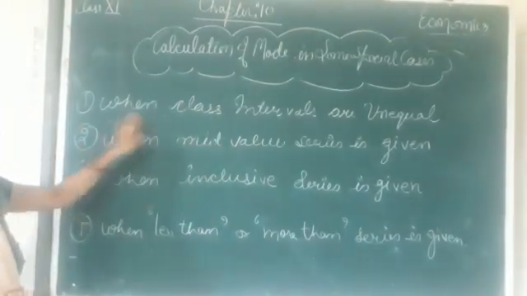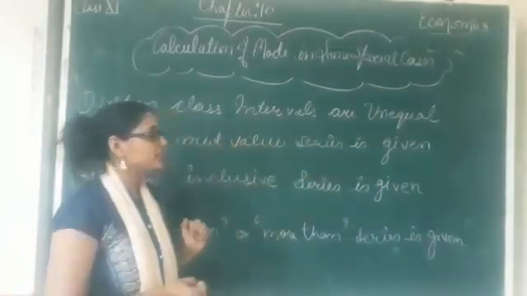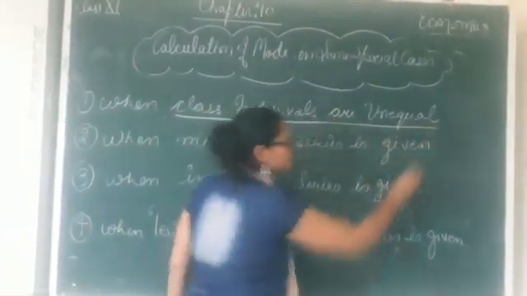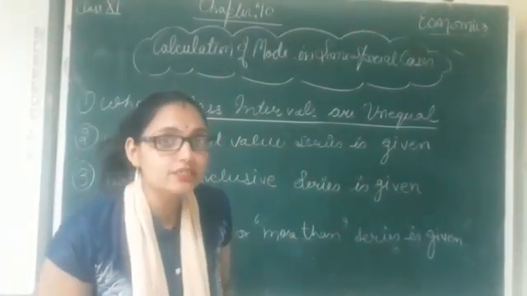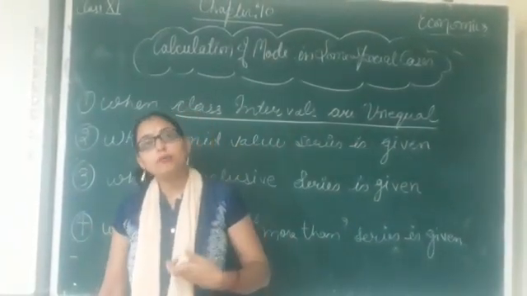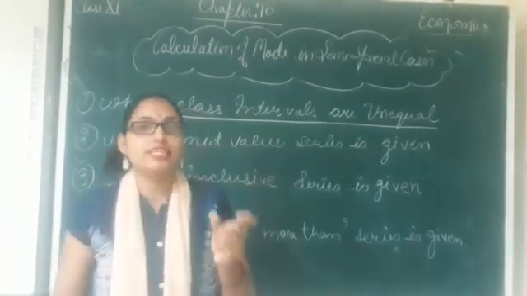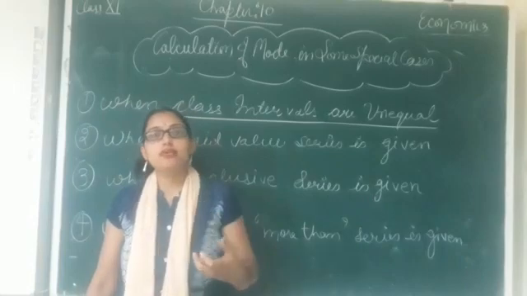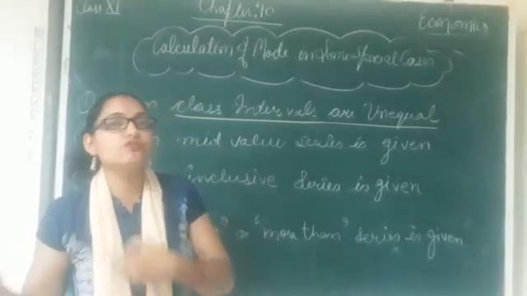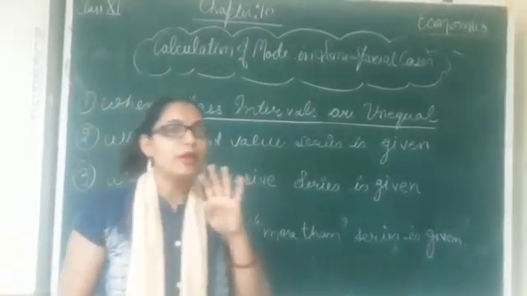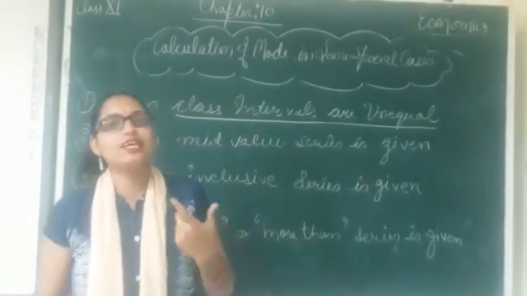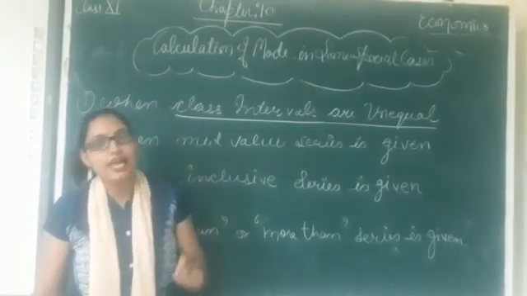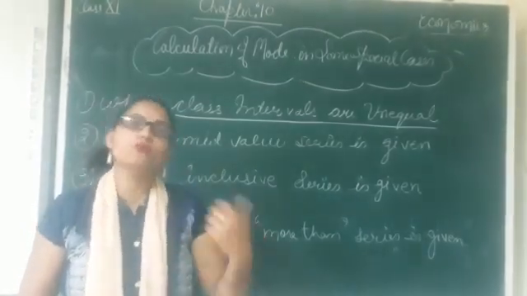The first is when class intervals are unequal, meaning when the question gives a continuous series with class intervals where the difference between the upper and lower limits of each class interval is not the same. For example, when intervals are 0 to 5, 5 to 10, 10 to 15, all these intervals have a gap of 5. So this is known as equal class interval. But unequal class interval means each interval has a difference different from another interval.